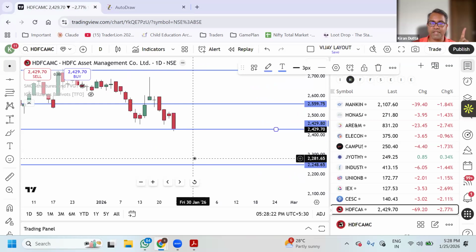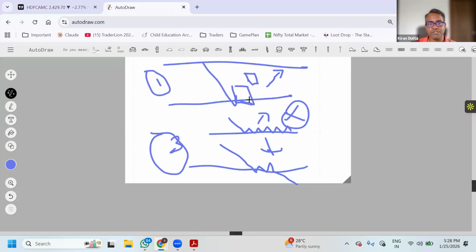If there is another red candle here which is closing below this, you can take a short. But again, I'm not going to jump in on Tuesday. I will wait for the candle formation on Tuesday, at least for one day, to see which of these three scenarios will work for me, and then I will take the position accordingly.